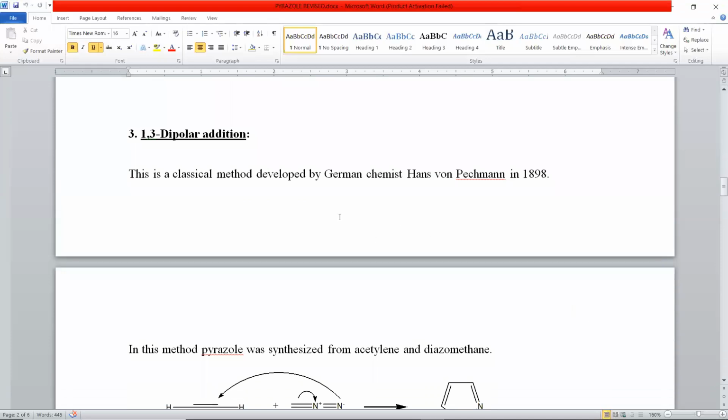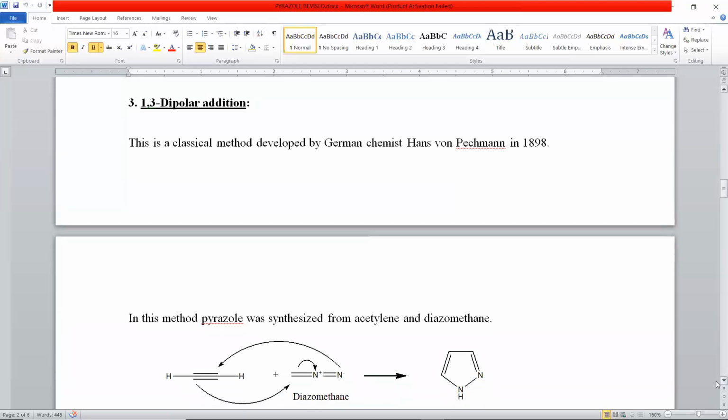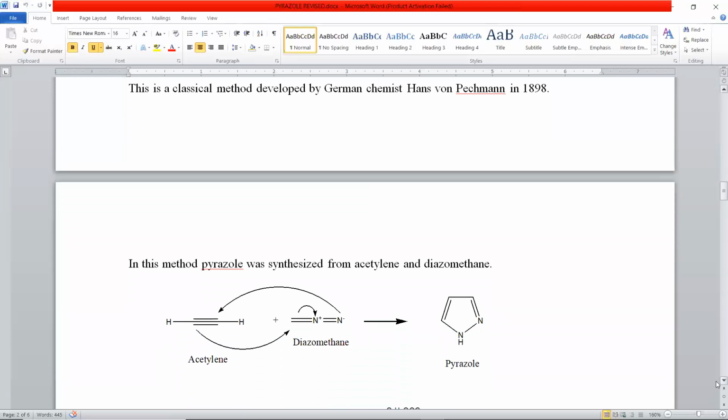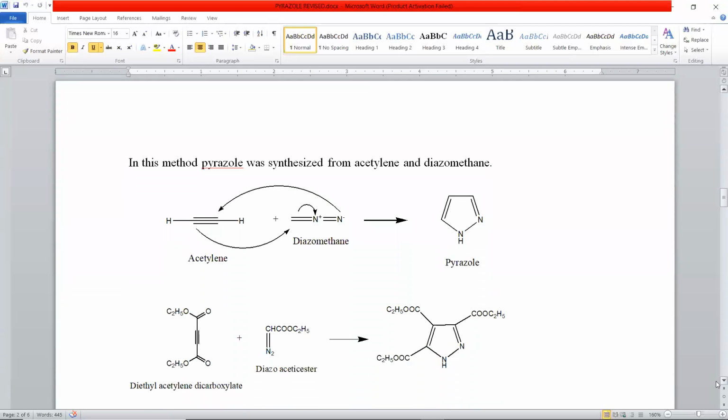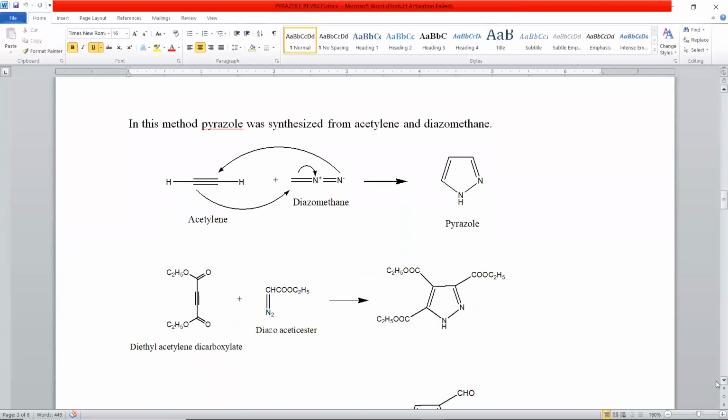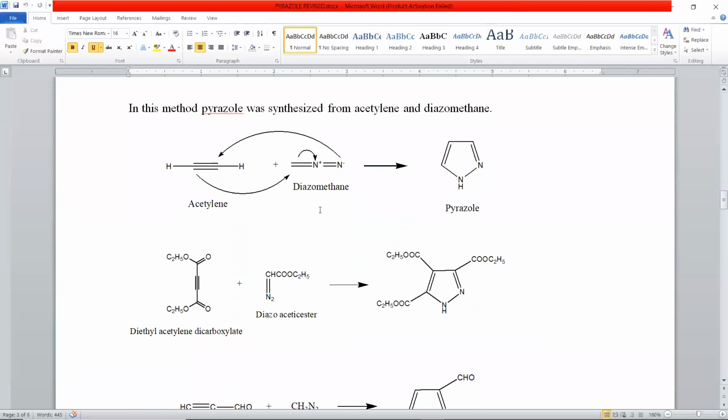Next, another popular method of synthesis of pyrazoles is the 1,3-dipolar addition reaction. This is a classical method developed by German chemist Hans von Pechmann in the year 1898. In this method, pyrazole was synthesized from acetylene and diazomethane in a 1,3-dipolar addition reaction. So the diazomethane and acetylene undergo a 1,3-dipolar reaction to form pyrazole.